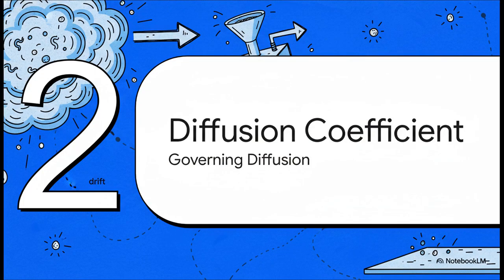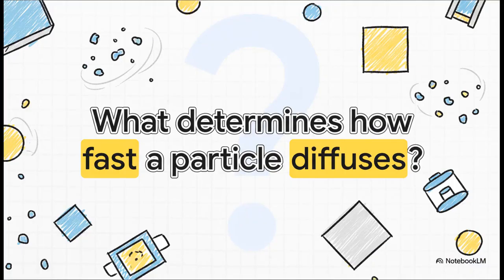So, now that we get the concept, the next question is obvious, right? How do we actually measure this? How do we put a hard number on how fast this process happens? Well, it all comes down to one single super important parameter, the diffusion coefficient, which we just call capital D. But what is D, really? It's not just a letter in an equation.